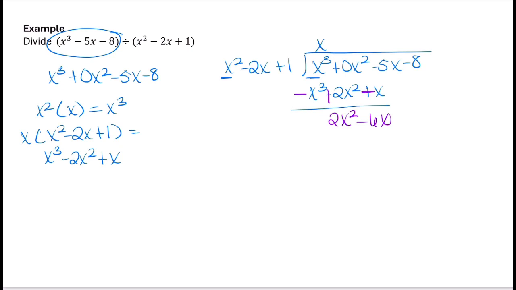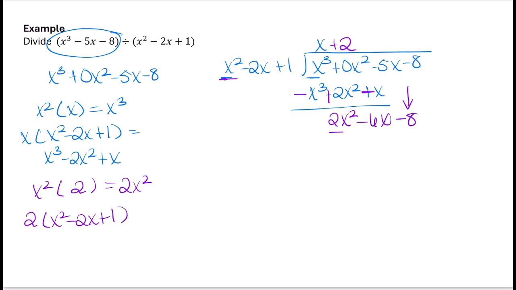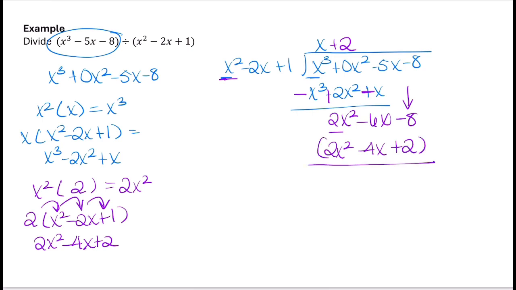So now I need to say, well, first let me bring down my minus 8, and I say, x squared times what is equal to 2x squared? Well, x squared times 2 is equal to 2x squared, so I'm going to write this 2 up here. And then I'm going to do 2 times x squared minus 2x plus 1. I distribute this 2. And that gives me 2x squared minus 4x plus 2. And what I do now is I'm going to switch the sign. So this becomes minus, this becomes plus, and this becomes minus.